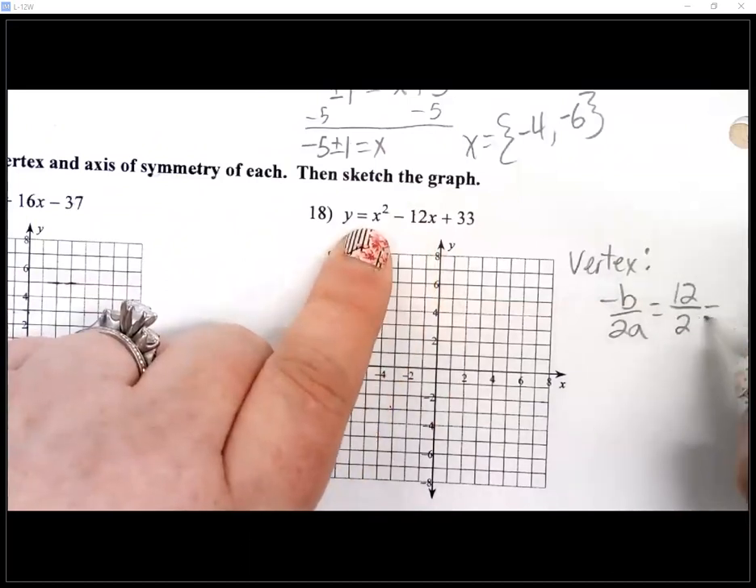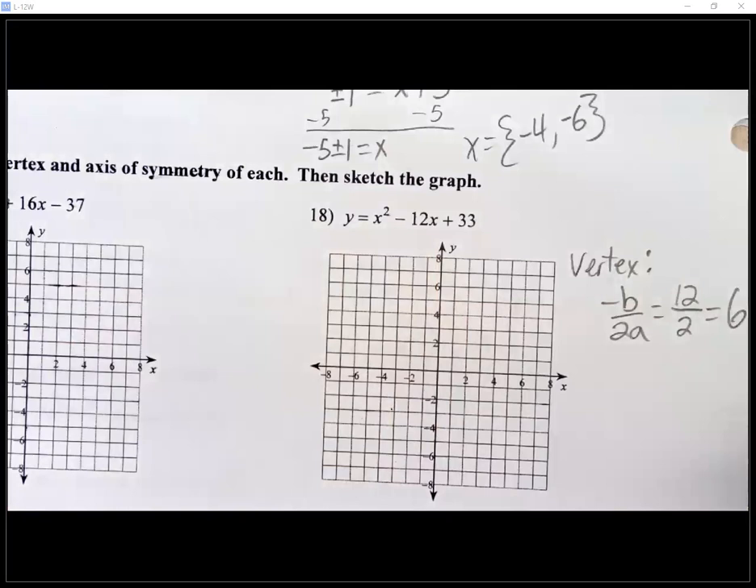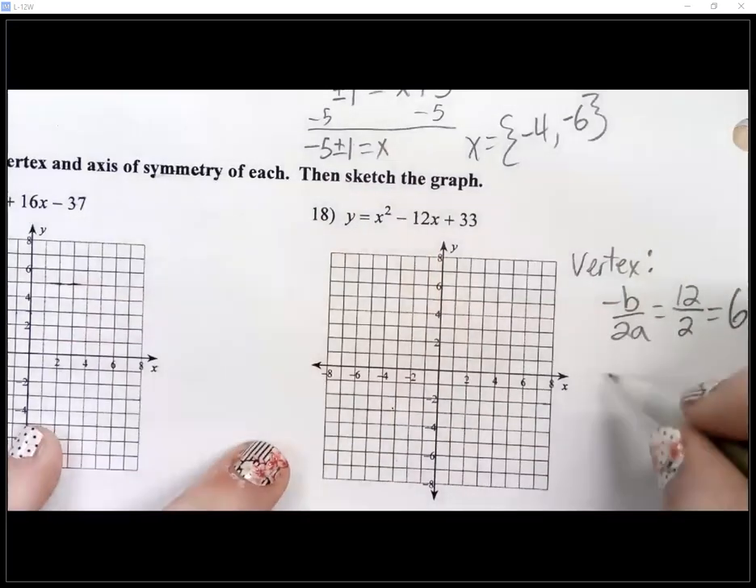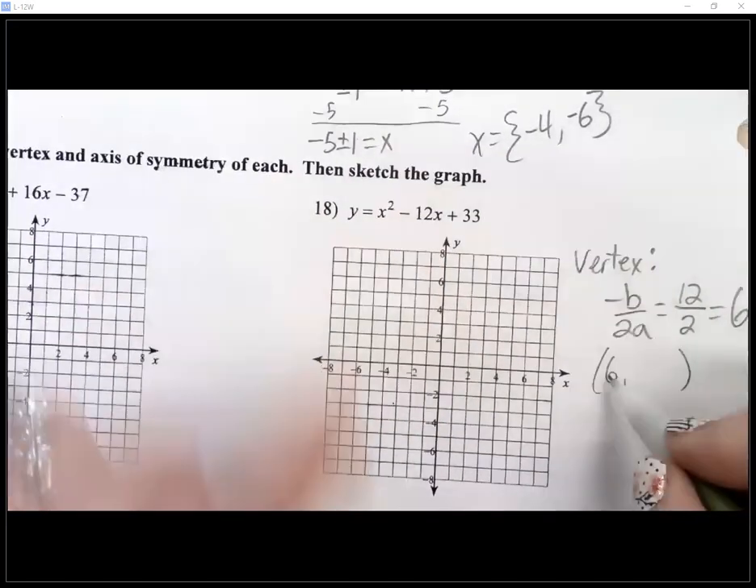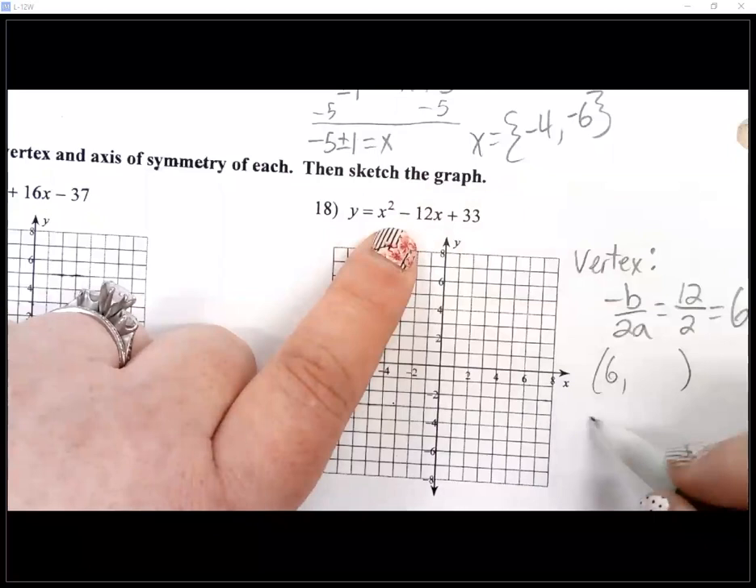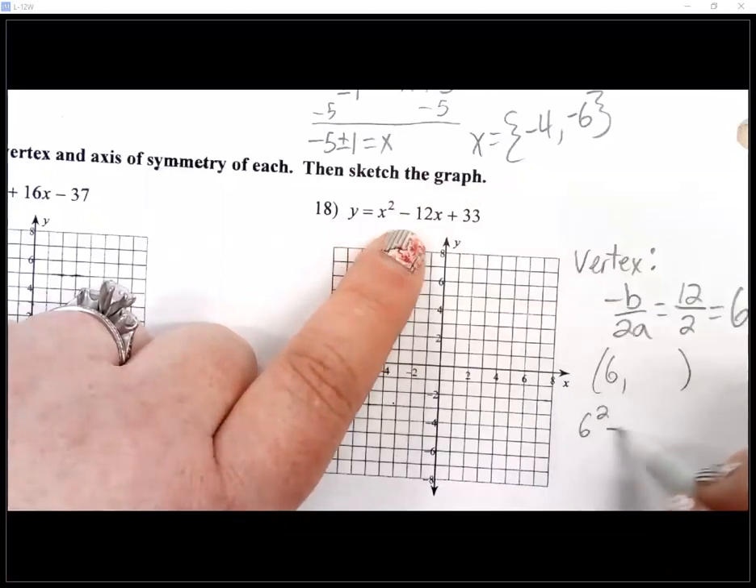So is my answer just 6? No, silly gooses. It's 6 comma something. We have to figure out the something. So I take 6, and remember, I'm plugging it right back into the original. So I'm doing 6 squared minus 12 times 6 plus 33.